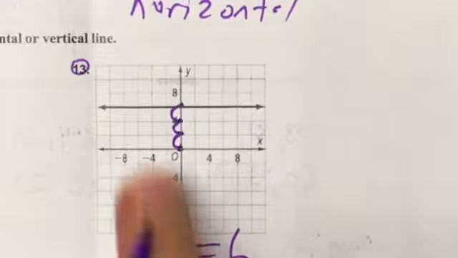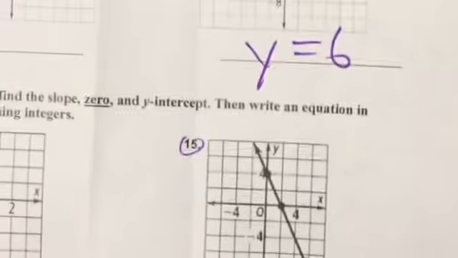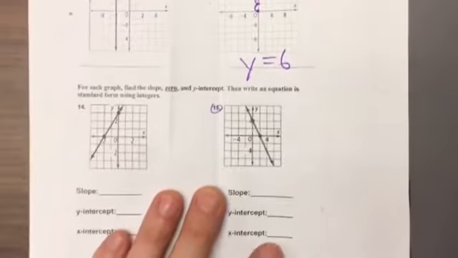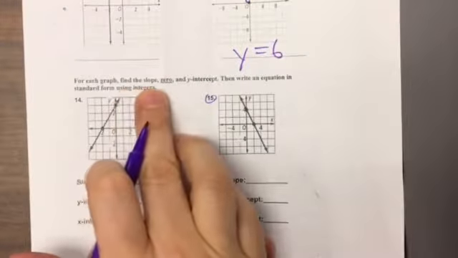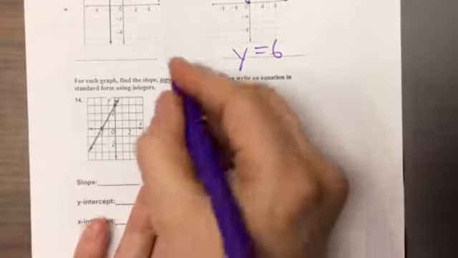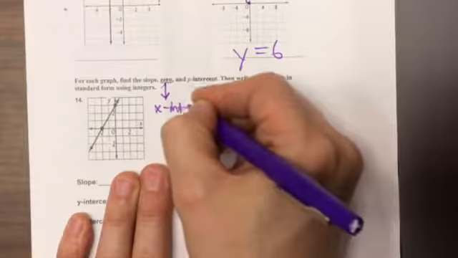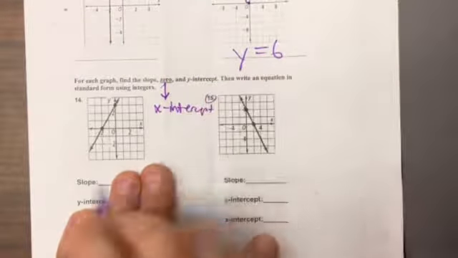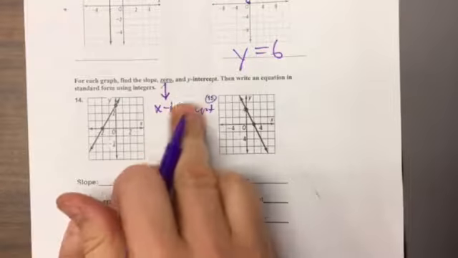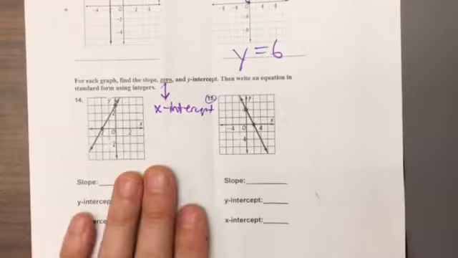You could put that in the calculator. You'd see the exact same line on the screen. Let's take a look at the last one we're going to do together. Number 15. The directions for this section say for each graph, find the slope, 0, and y-intercept. Remember, 0 is just another word for x-intercept. So they're really just saying find the slope, the x-intercept, and the y-intercept. Then write an equation in standard form using integers.